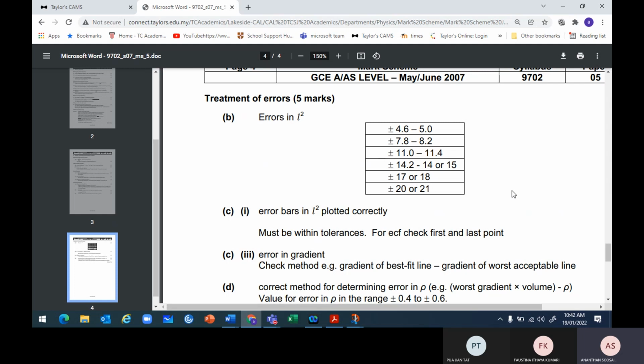First error, what do you got? First error, you got 5, by using the max minus actual. So you got all correct. Second one, what do you got? You got 8. 8.0. I think it was 8 point something, but I rounded it off. So you round it to 8.2.